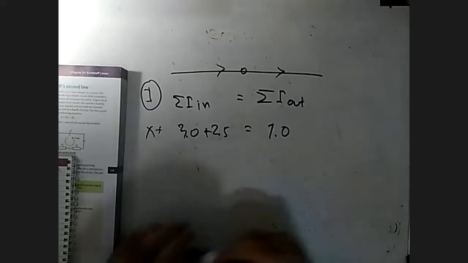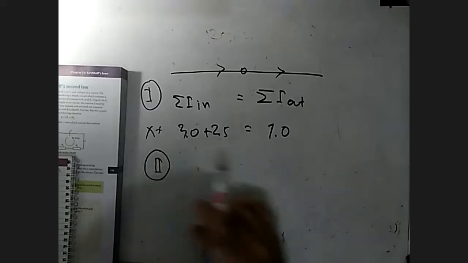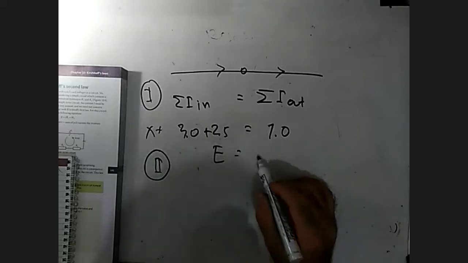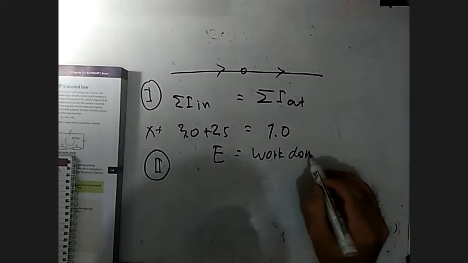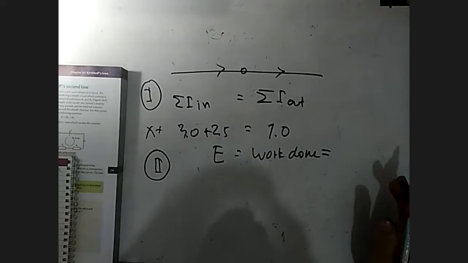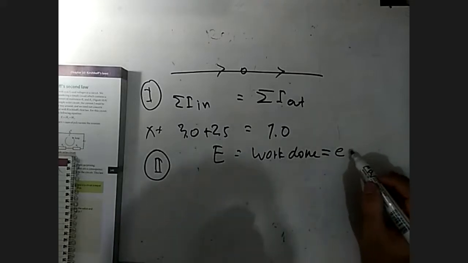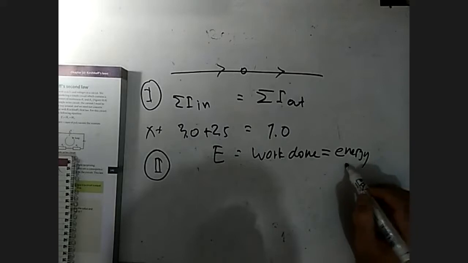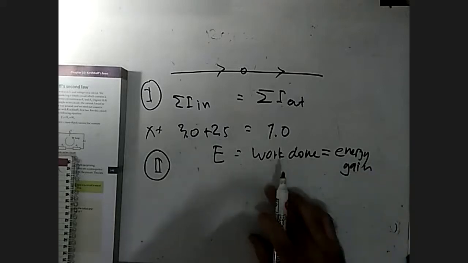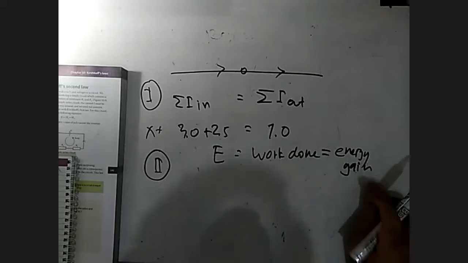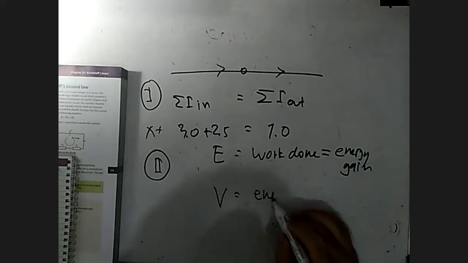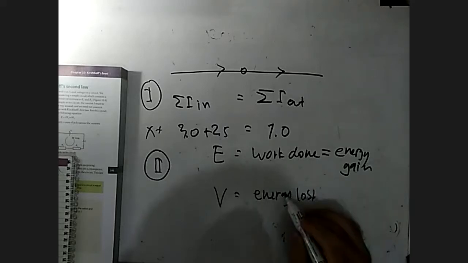Okay, Kirchhoff's second law. Kirchhoff's second law is about energy. Remember what electromotive force is? It's about work done, work done by something else. From the point of view of the electron, it is about the energy gain. If something else is doing work on the electron, the electron is going to gain energy. While the potential difference is about the energy lost. Energy lost by the electron.